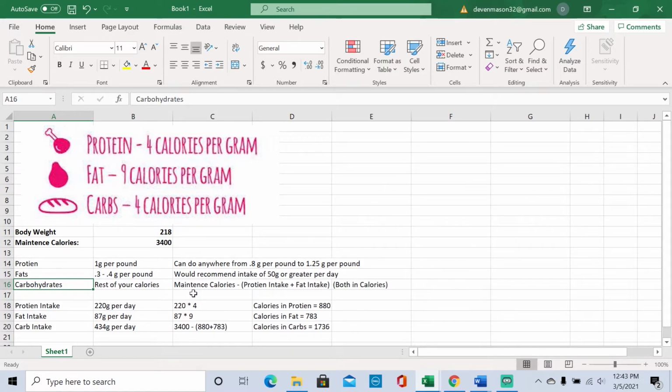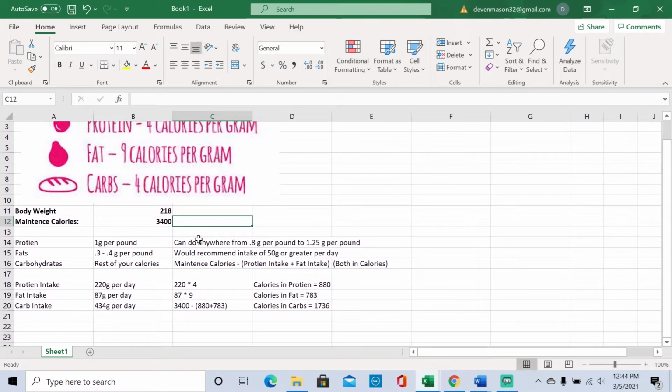So now, using my metrics that you see above, like my body weight and my maintenance calories, let's go through and calculate out what my macros could look like.